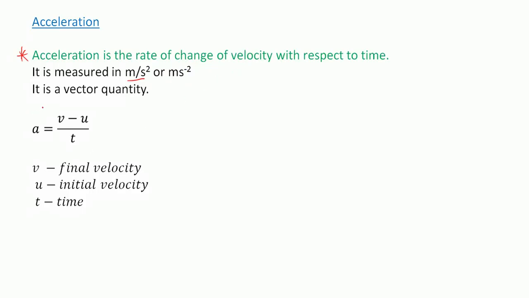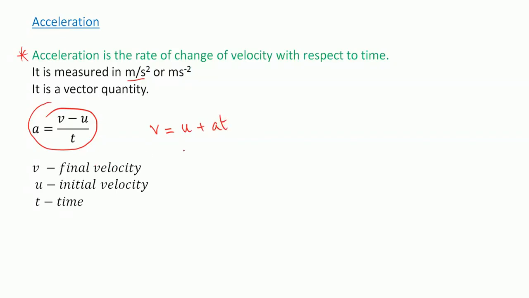Now you need to recall this formula for acceleration. It is equal to v minus u over t, where v is the final velocity, u is the initial velocity, and t is the time for the velocity to change, right? And you will also see in some books they will write it as v is equal to u plus at.